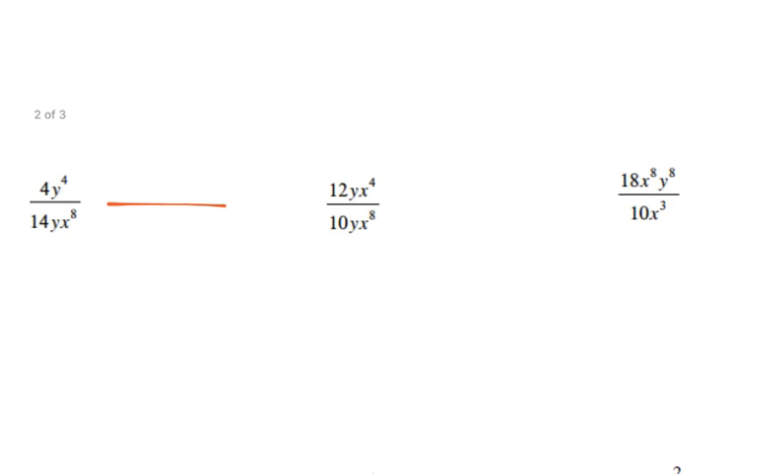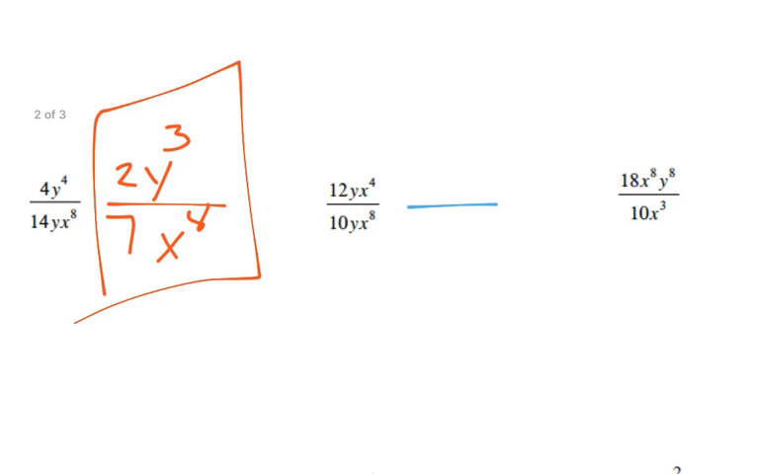So we have 4 and 14 both divide by 2, so we have a 2 on top and a 7 on the bottom. Y to the 4 minus 1 is 3. The only x we have is on the bottom, so it stays on the bottom since it was positive, and it's x to the 8th on the bottom.